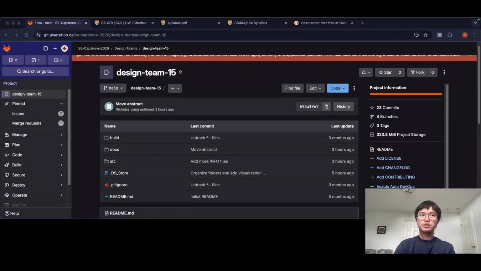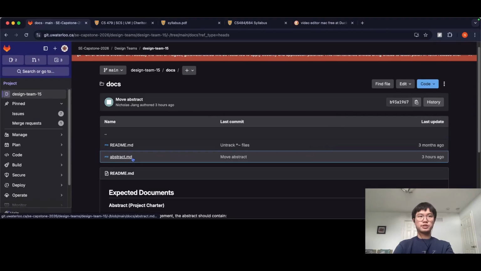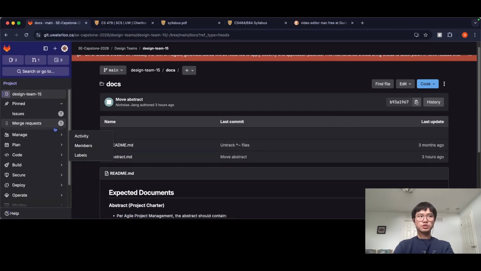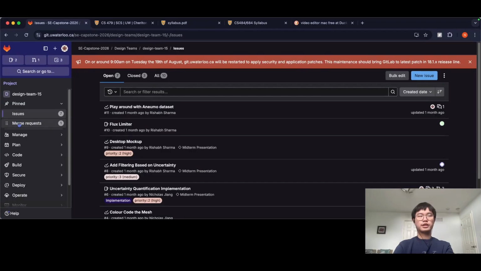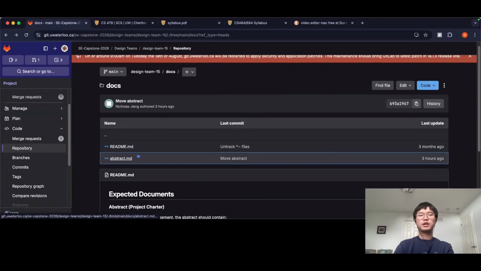So my name is Nicholas. I'll talk a little bit about our repo. So this is the root. From root, our abstract is in docs. Also, we've used GitLab for tracking issues. There's a bit of it here, but we went back to Notion because some of our team members couldn't access our GitLab since they're not from UWaterloo. So later we'll add a screenshot here in docs for that.